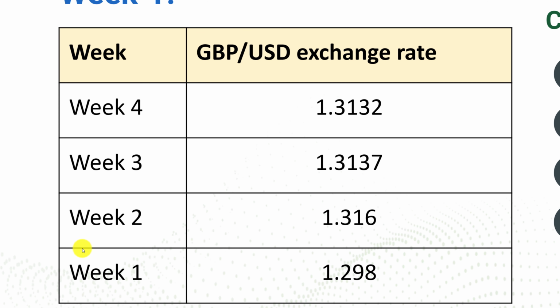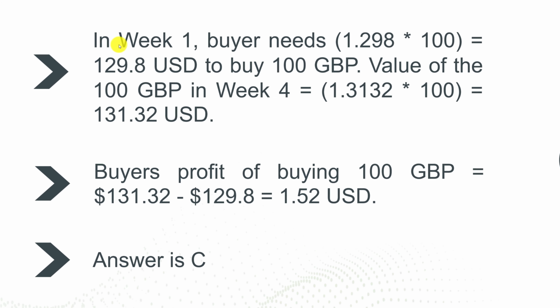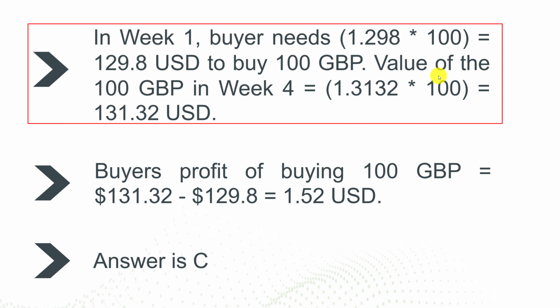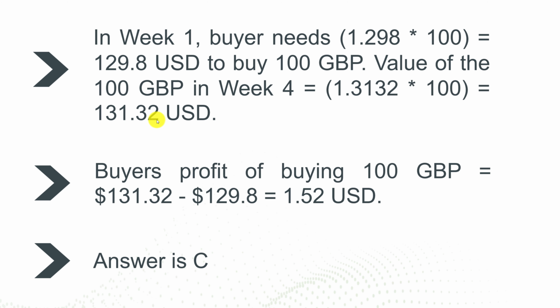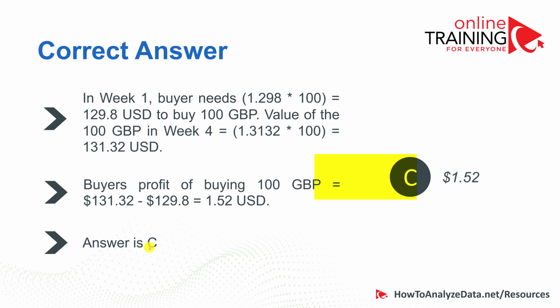To get to the right answer, you need to calculate the total sum of US dollars in week 1, and then you need to convert it back to US dollars in week 4. Week 2 and week 3 values are irrelevant here because you're holding through weeks 2 and 3. And this is how you do the calculation. In week 1, you need 129 US dollars to buy 100 pounds. And the value of 100 pounds in week 4 is $131.32. So the profit will be calculated as the difference between $131.32 and $129, and would be the equivalent of $2.32. So the correct answer is C here.